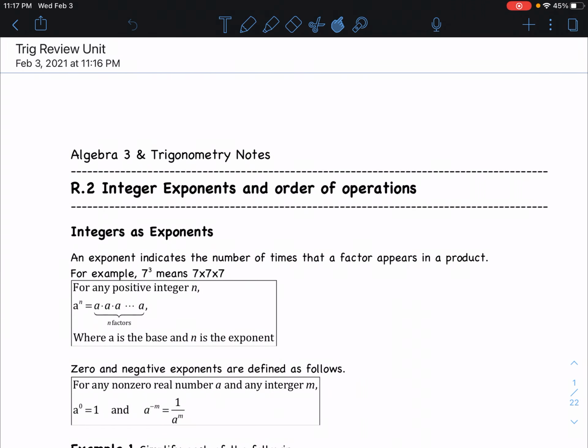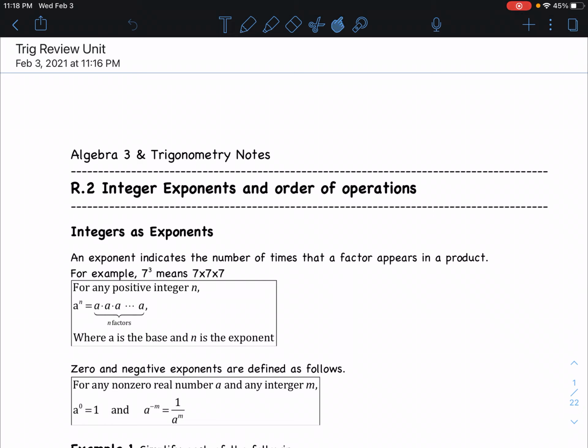Okay, everyone, we're starting the first trig/algebra unit. This first unit is going to be compiled of quizzes. There's no end of unit test, just very small quizzes. And we're going to be reviewing some things in this unit.